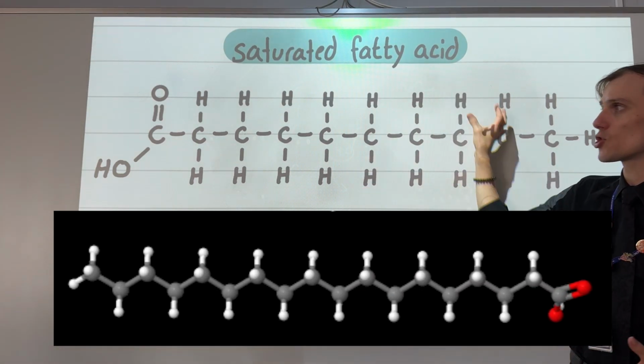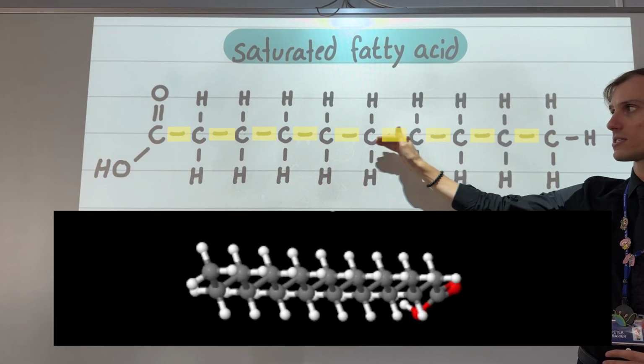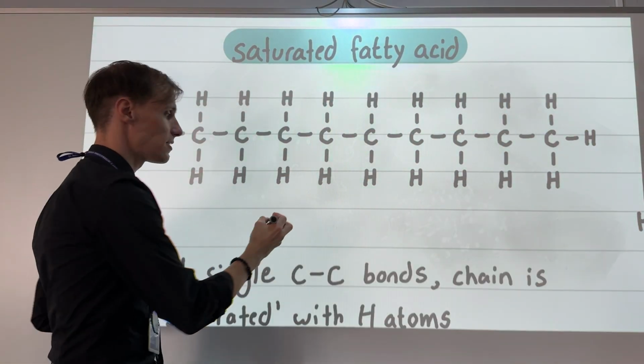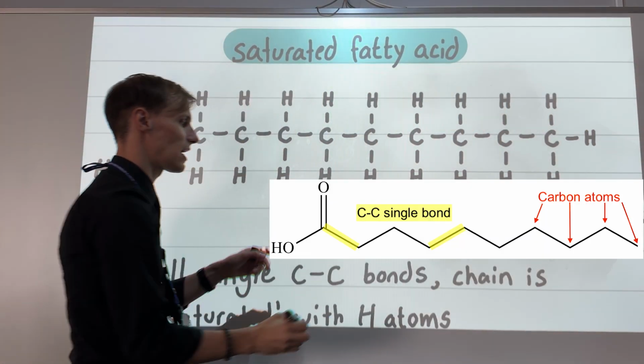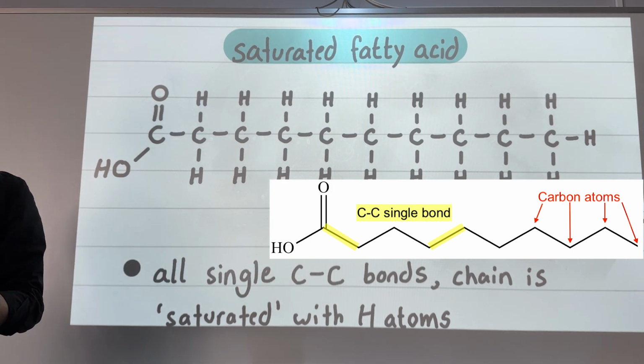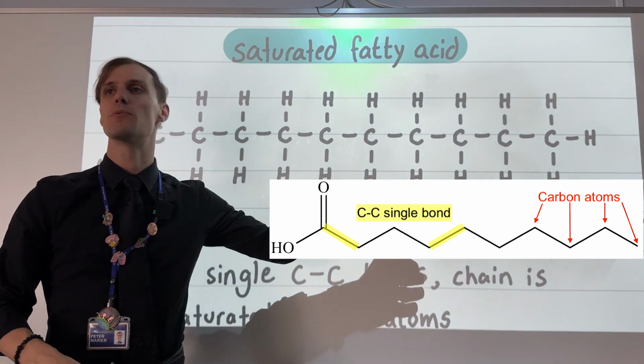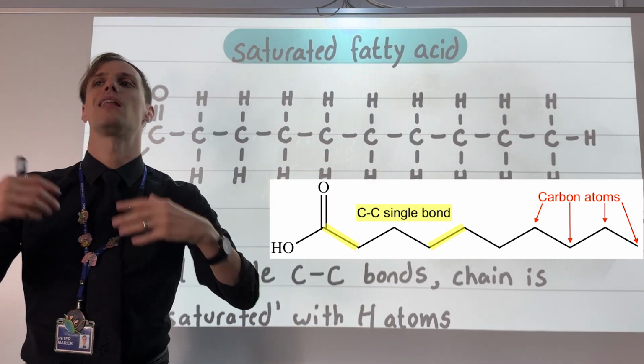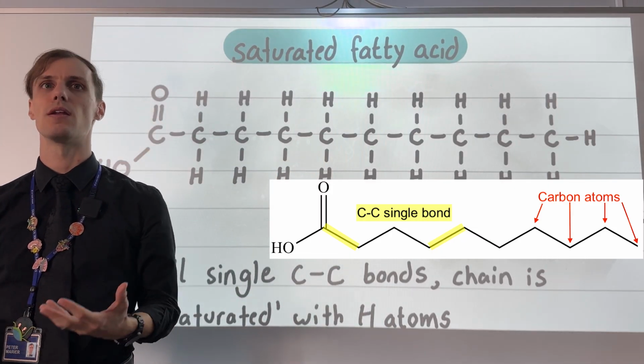So a saturated fatty acid has all single carbon bonds. This is often abbreviated as a skeleton drawing like this. That's what this implies. This implies all single bonds between the carbons. If you ever see a structure that looks like this, it's implying that this is a saturated fatty acid.